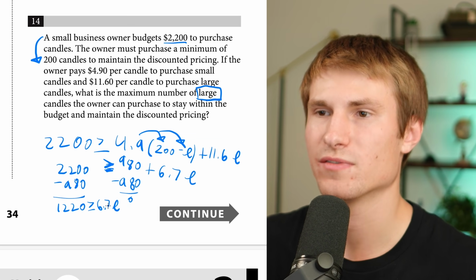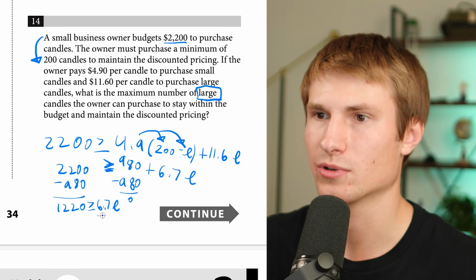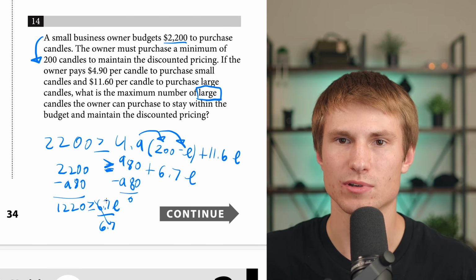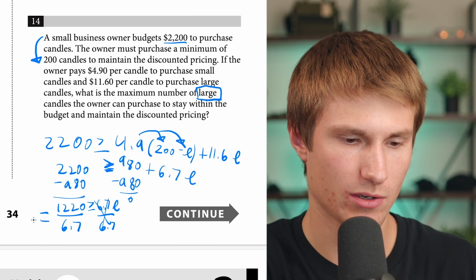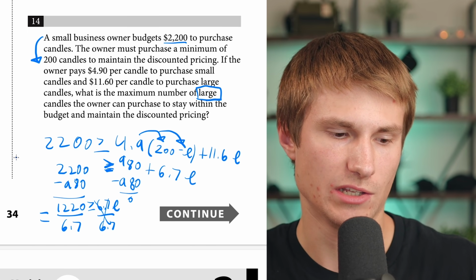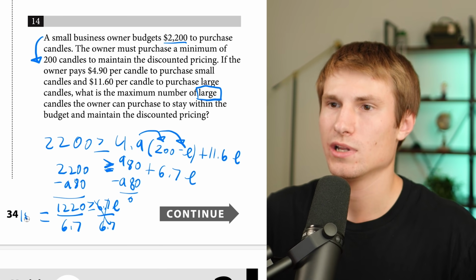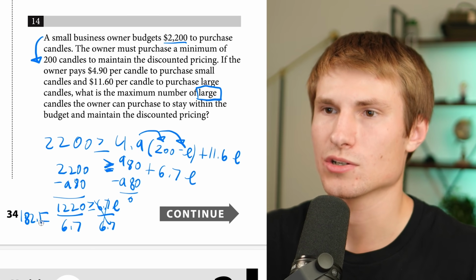Okay, from there, we would divide both sides by 6.7. So we'll go ahead and do that. Divide both sides by 6.7. Okay, 1220 divided by 6.7. Go ahead and put that in my calculator. That's going to be 182.09. Okay, 182 point, I'll just call it 0.1.